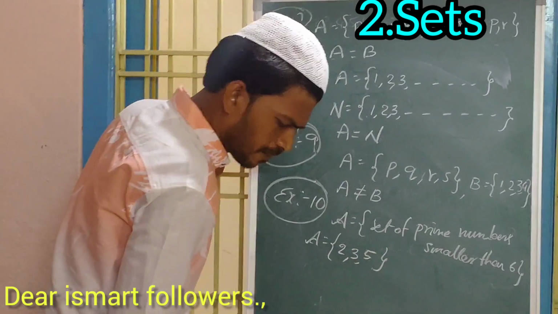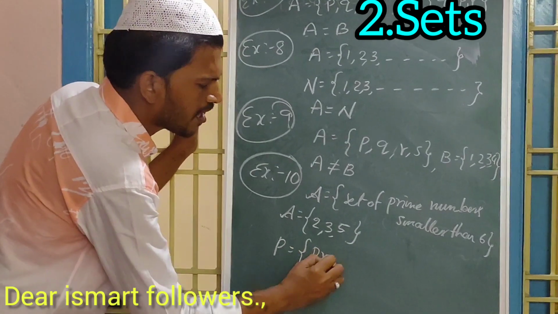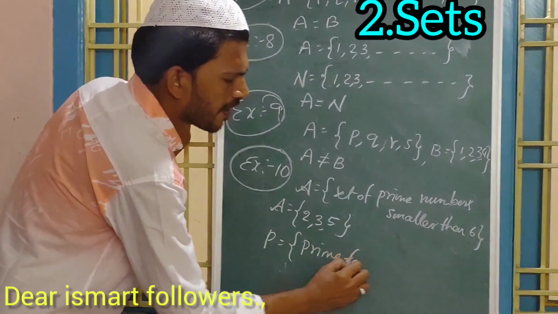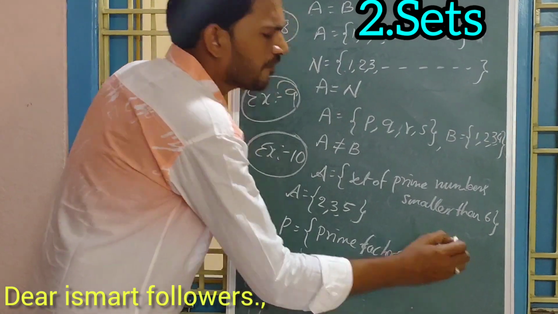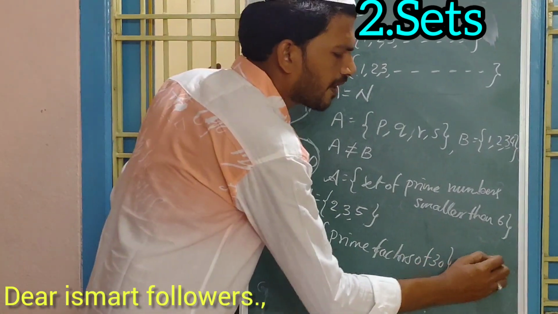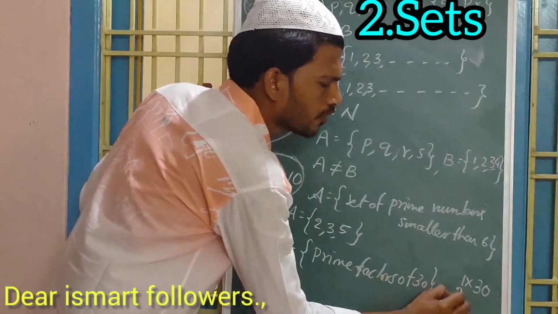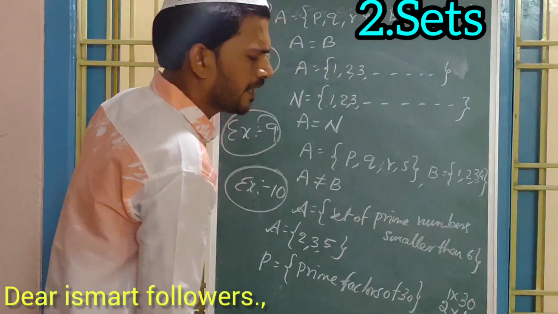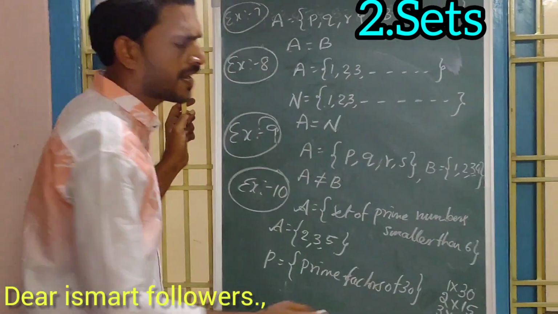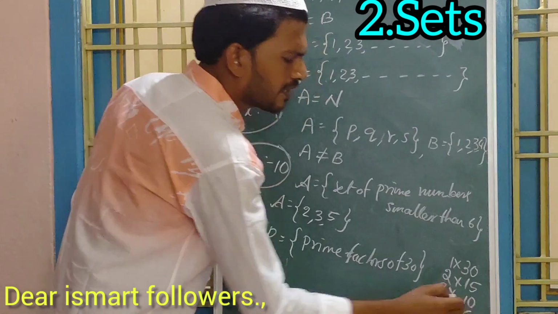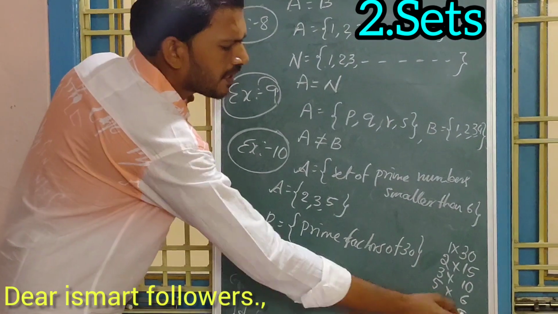Next, P is the set of prime factors of 30. First, write the factors of 30. What are the factors of 30? 1 times 30 is 30. Next, 2 times 15 is 30. Next, 3 times 10 is 30. In the 4 table, 30 is not there. Next, 5 times 6 is 30. Next, 6 times 5 is 30.